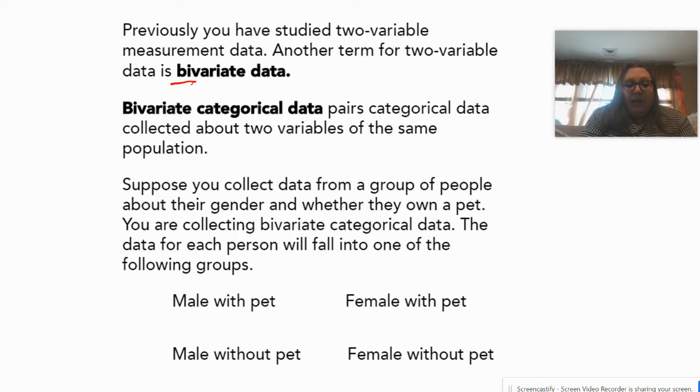Two things into separate categories. So say you want to know the gender of somebody and whether they have a pet. That is bivariate categorical data, because there are two different things that would both fall into categories: their gender and their pet or no pet. So those are the two categories: gender and pet or no pet, or yes or no for that question.